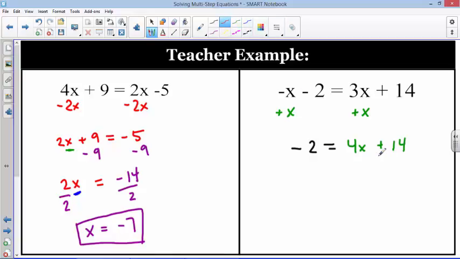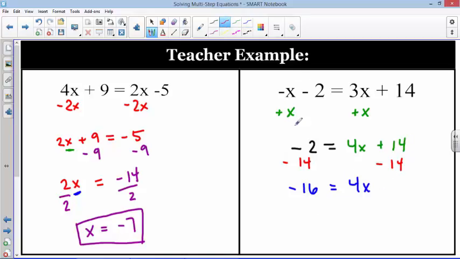So now I still see some more addition or subtraction going on. I have a plus 14. I'm going to get rid of that by subtracting 14 from both sides. I have a negative 2 minus 14. Let's do this in blue. That'll give me a negative 16. My equal sign can come down. My 4x remained unchanged. I have done nothing with that so far. And then I have 14 minus 14 giving me 0.